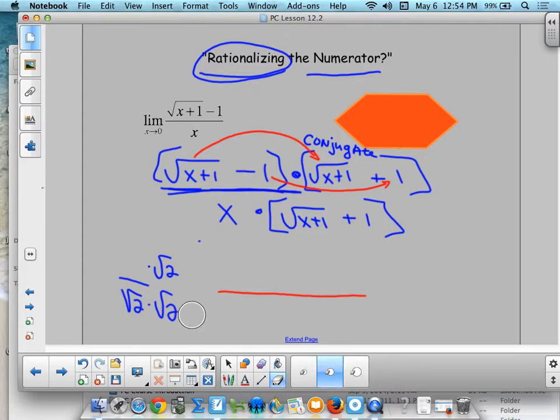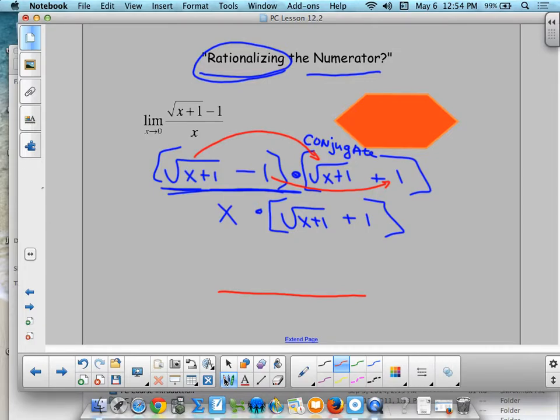So what is the answer when you take the square root of x plus 1 times itself? Say again. X plus 1. There you go. The square root of x plus 1 times the square root of x plus 1 is x plus 1. What's negative 1 times positive 1? Negative 1. Oh, look at the top, guys. X plus 1 minus 1. It's just x, but we'll get there later.